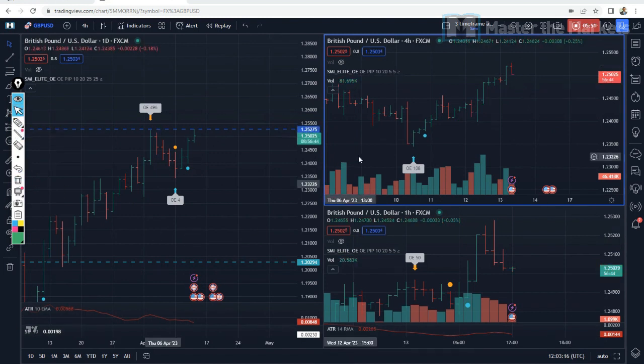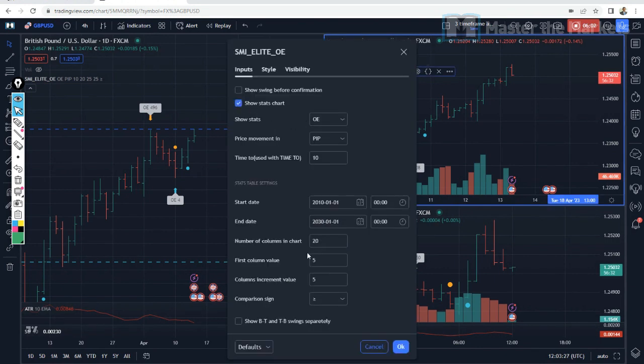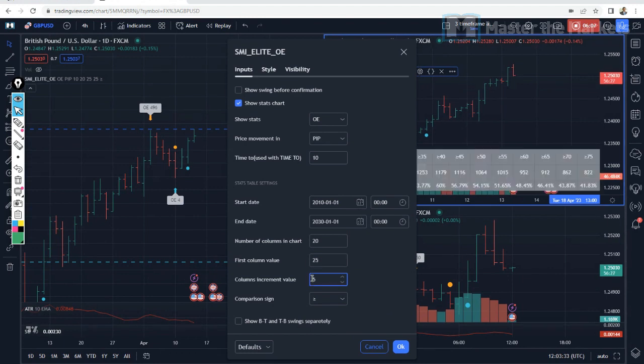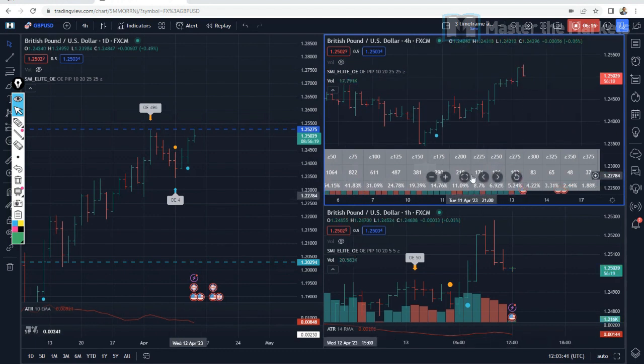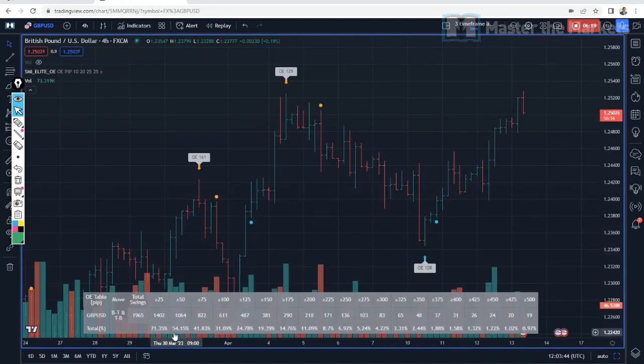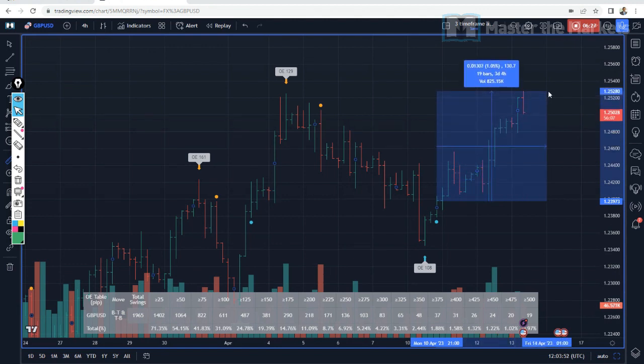Now, in terms of taking a look at open equity as well, I can just bring up my chart over here on the SMI OE. Let me bring up the OE stats chart, and let me start it at 25 and 25, and we can analyze it together. Let me bring up the pane a lot bigger. So over here, you can see that from this close all the way to the top, it has done 131 pips so far.